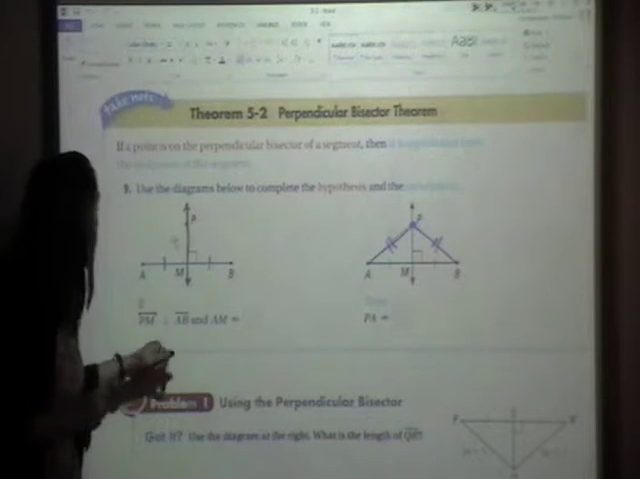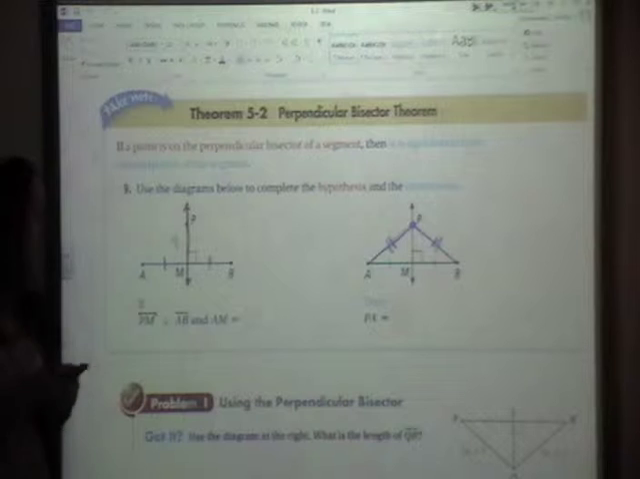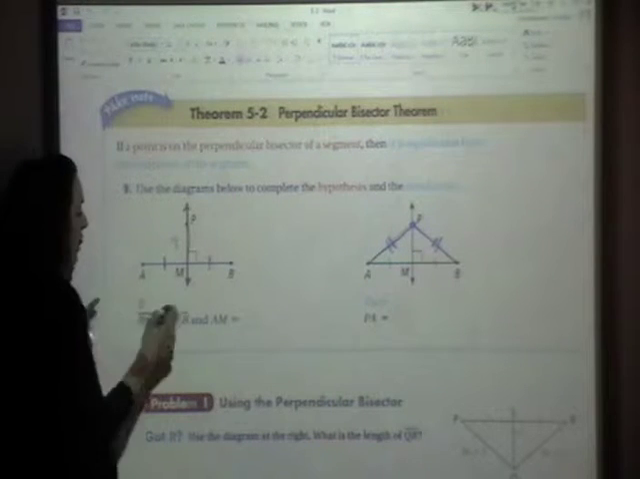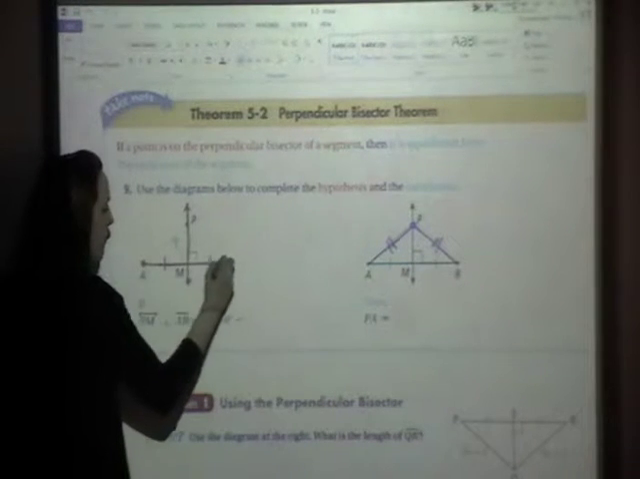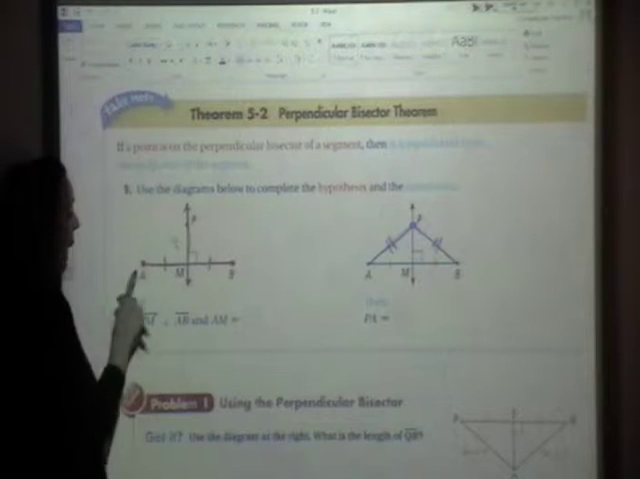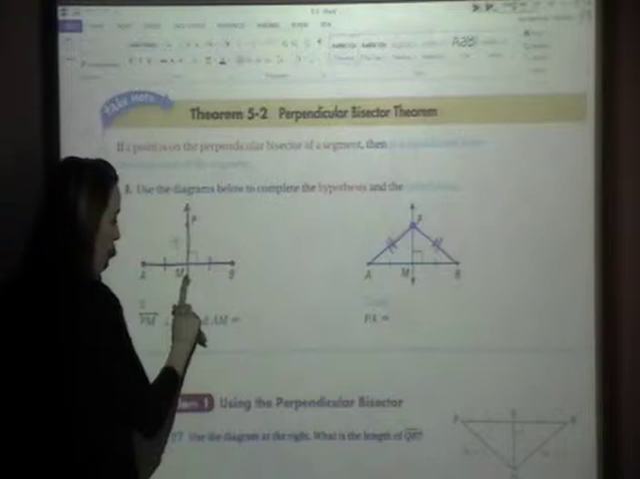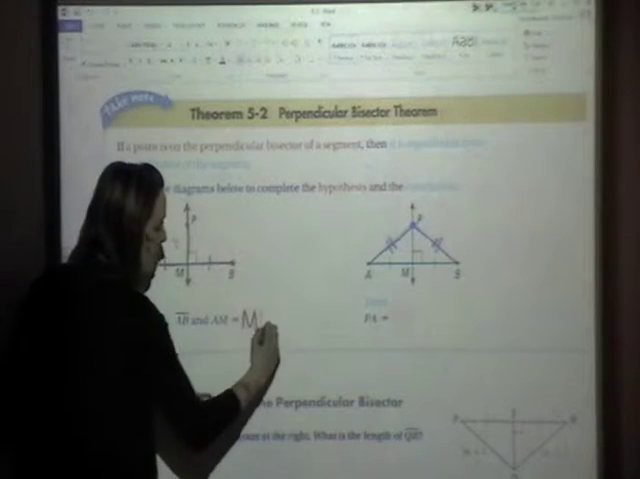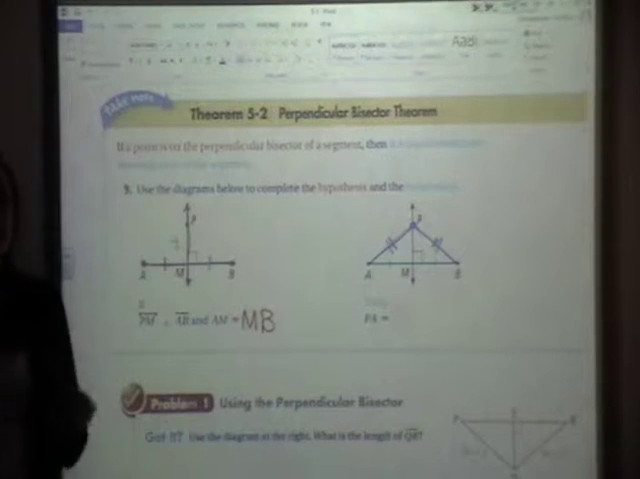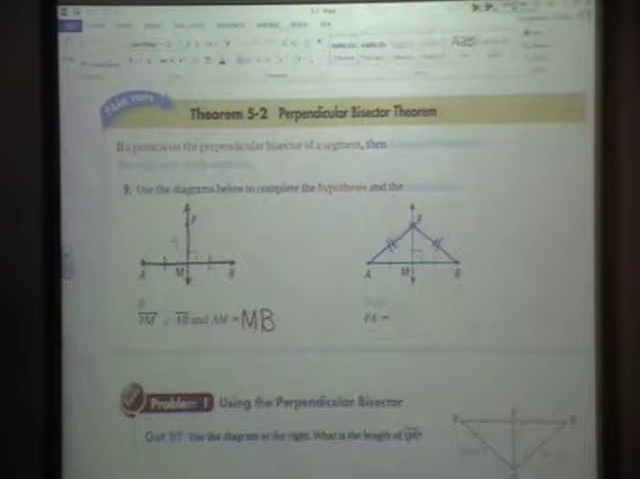Okay? So if our perpendicular bisector is perpendicular to our original line segment AB, then it's saying that the distance of AM is equal to the distance of MB. So we're just saying those distances are the same. AM is equal to MB.